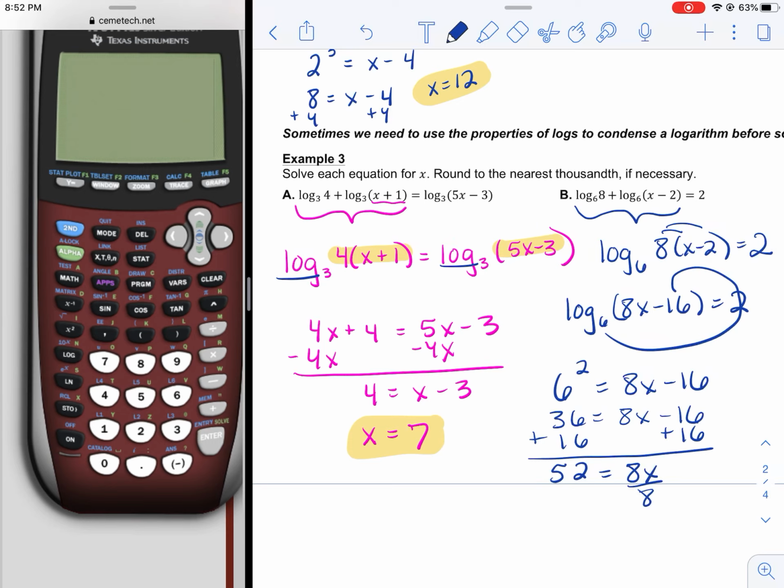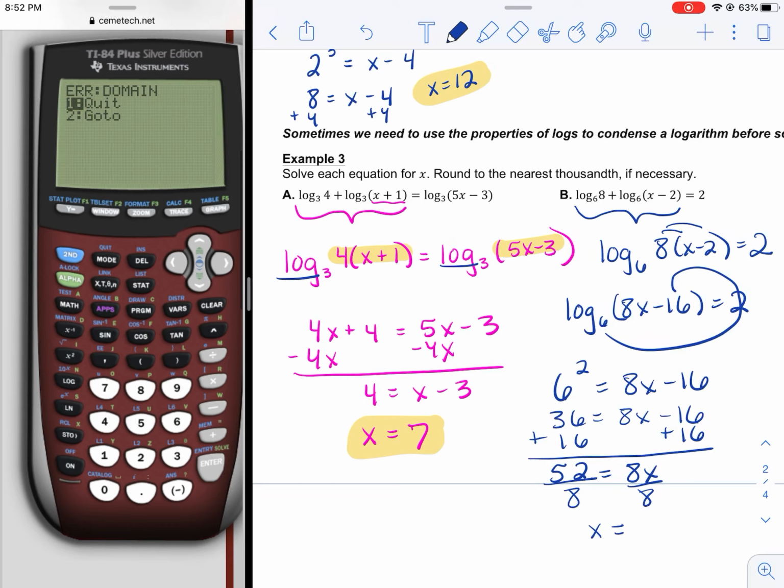Okay, and then the last step is to divide by 8. 52 divided by 8 is 6.5. Okay, and notice if I do a quick check of 6.5, my argument is positive, so it is not extraneous. And so we get x equals 6.5.